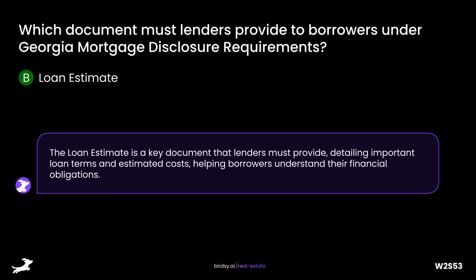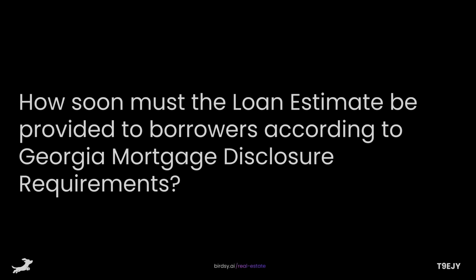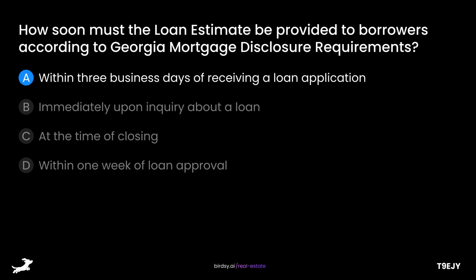understand their financial obligations. How soon must the loan estimate be provided to borrowers according to Georgia mortgage disclosure requirements? Is it A, within 3 business days of receiving a loan application, B, immediately upon inquiry about a loan, C, at the time of closing, or D, within 1 week of loan approval? The answer is A, within 3 business days of receiving a loan application.